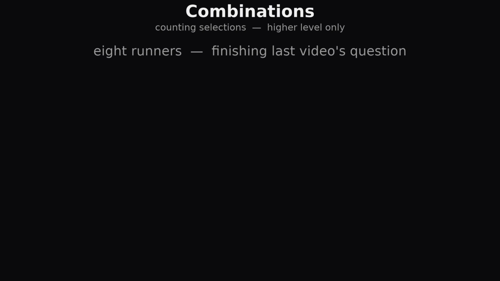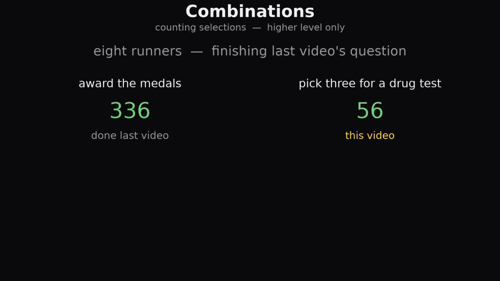In this video, we're counting selections, combinations, higher level only. And we're finishing the question we opened with last time. 8 runners, 336 ways to award the medals. That one we did. 56 ways to pick 3 of them for a drug test. That one is this video.